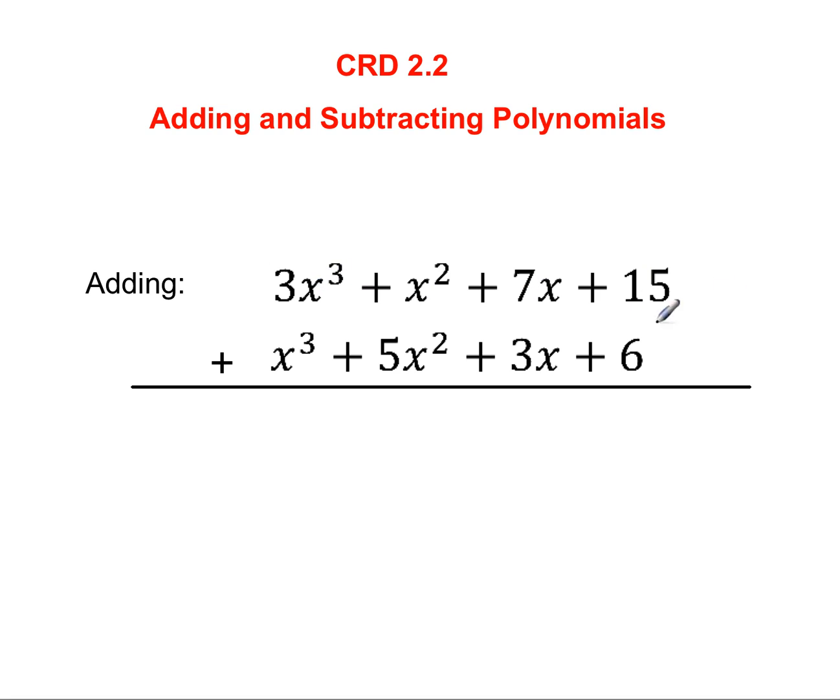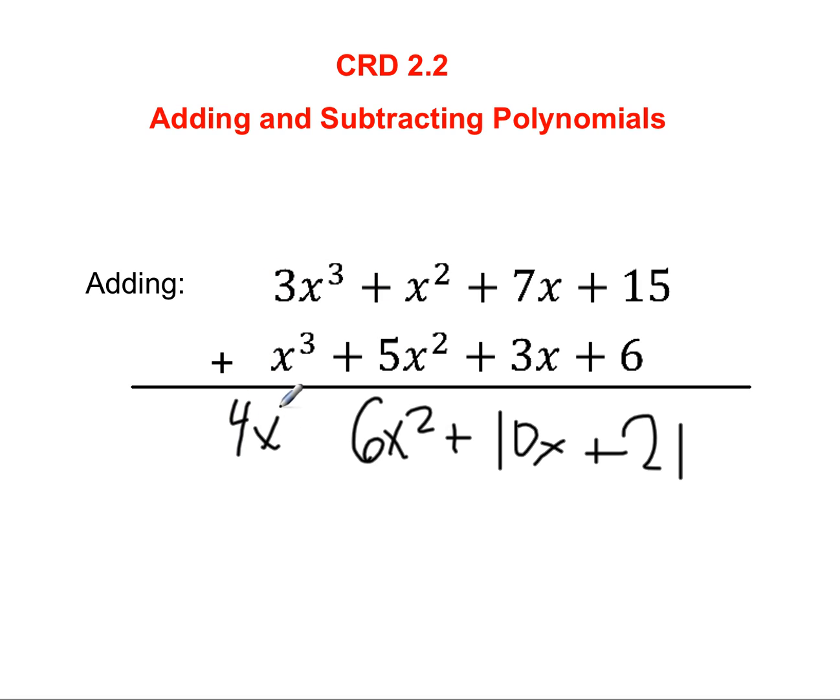And if I'm going to add these two polynomials together, I'm going to line up the x to the thirds, the x to the seconds, the x's, and the constants. So 15 plus 6 is 21. They're both positive. 7x plus 3x is 10x. This is actually harder than it looks. x squared plus 5x squared is 6x squared. And on this side, it is 4x to the third.